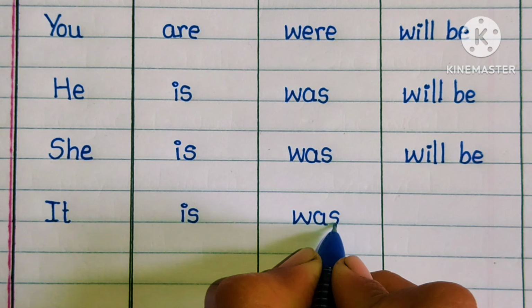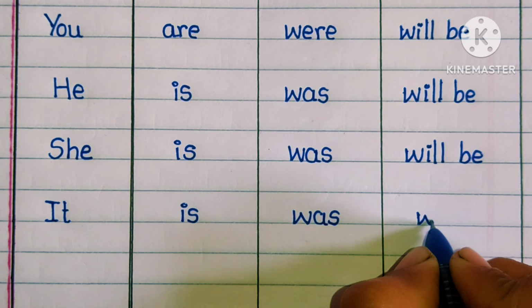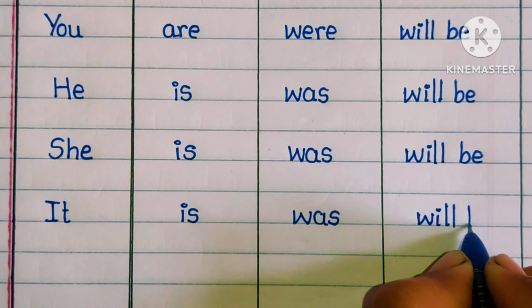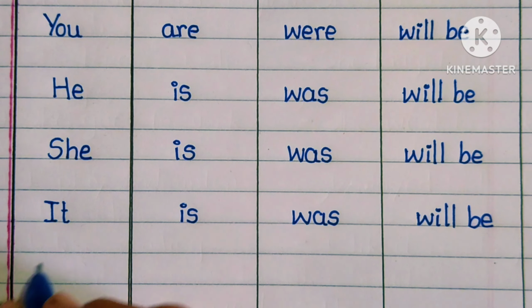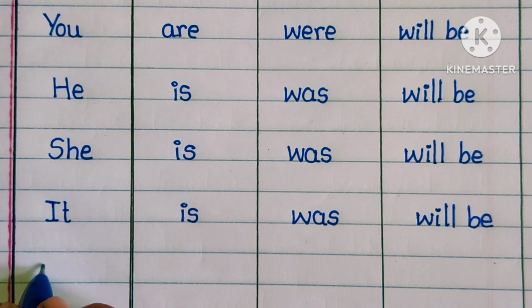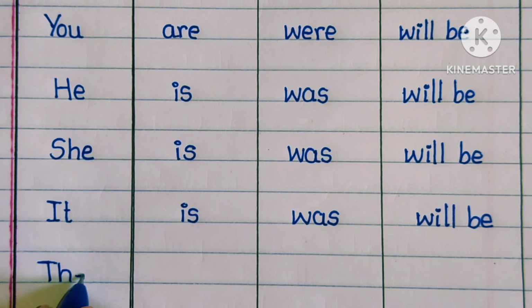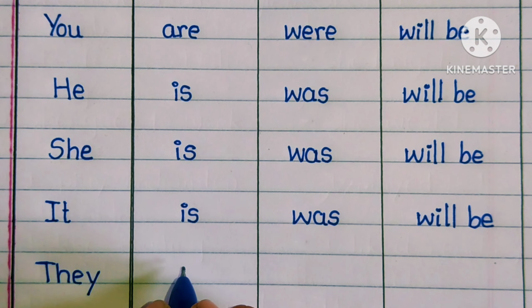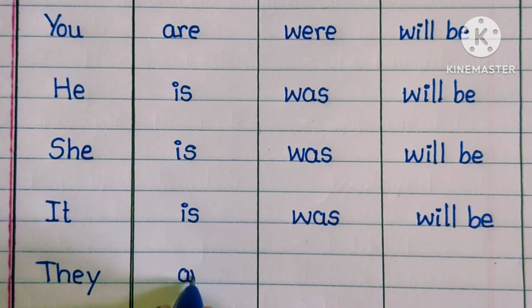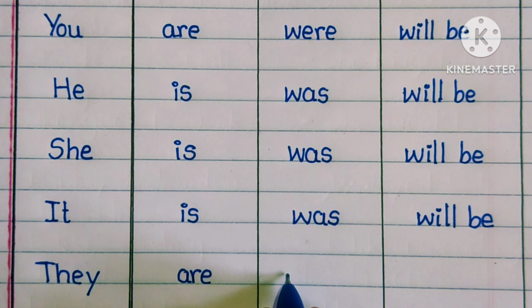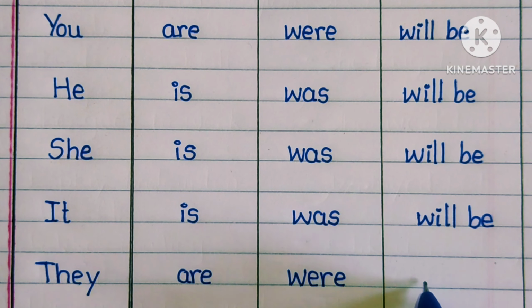It. In present tense is, and past tense was, in future tense will be. Next one, they. In present tense are, in past tense were, and in future tense will be.